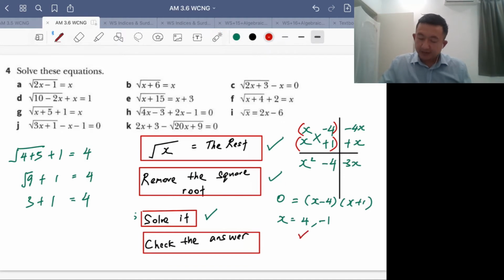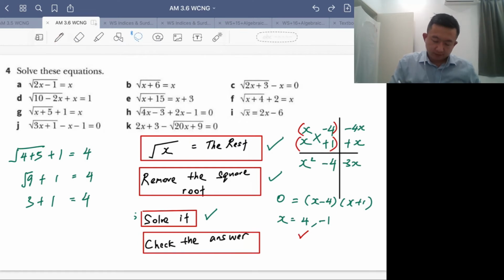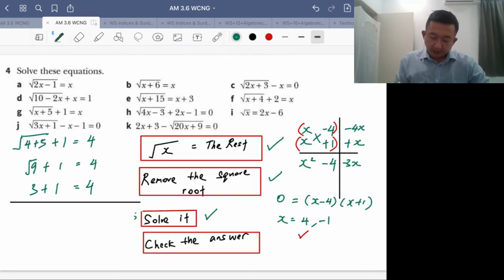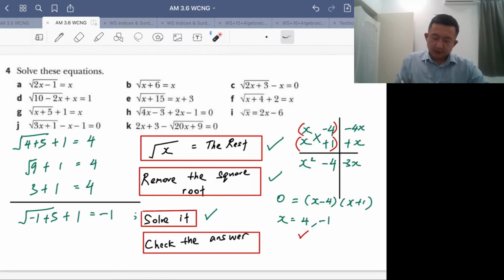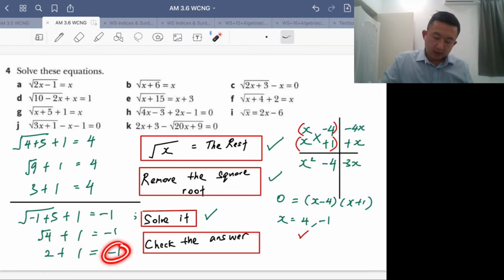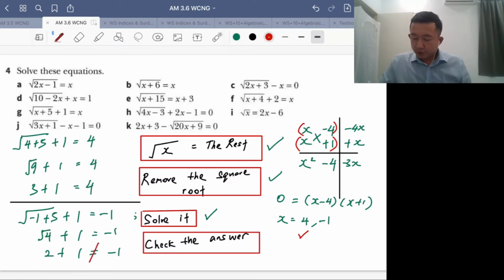Okay, so we're going to check this one, negative 1. Can we accept this? Same thing, I'm going to put it in: root of negative 1 plus 5, plus 1 equals to negative 1. So what do I have here? I have root 4 plus 1 equals to negative 1. 2 plus 1 equals to negative 1. Does it make sense? 2 plus 1, negative 1, no. This is not equal. So you don't accept this as an answer. This will be rejected. Hence, your final answer will be just 4.